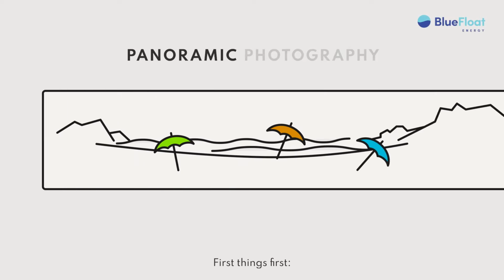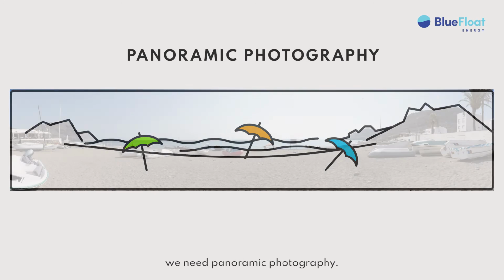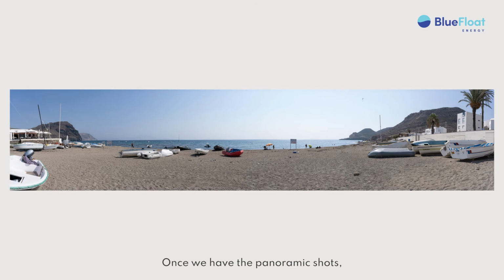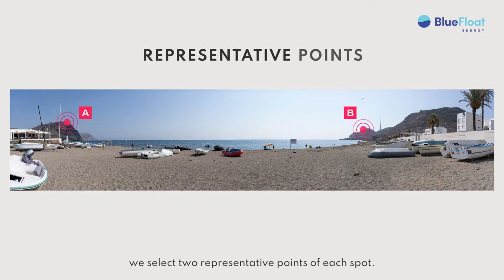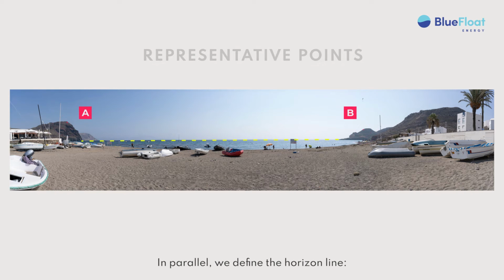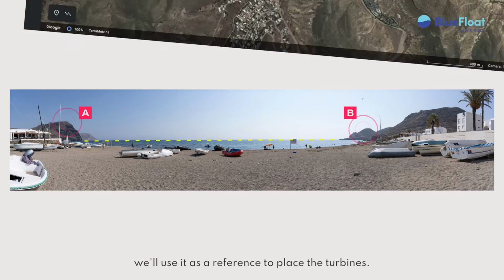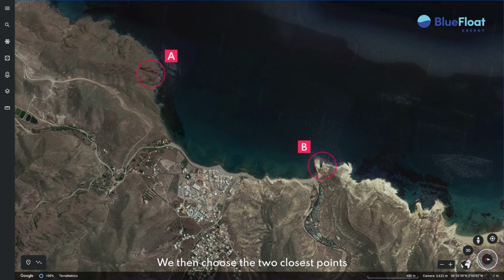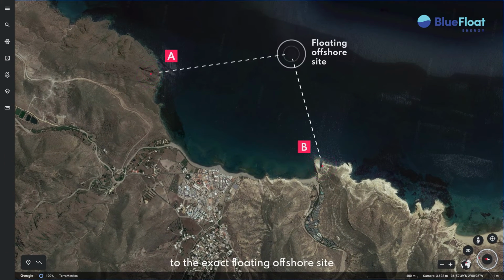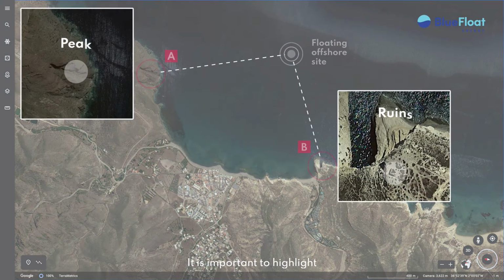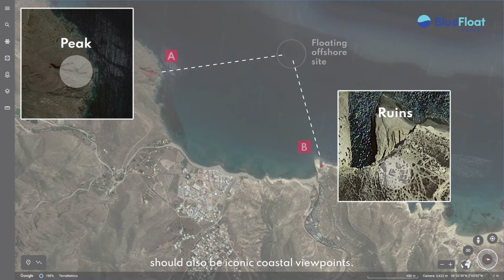First things first, we need panoramic photography. Once we have the panoramic shots, we select 2 representative points of each spot. In parallel, we define the horizon line. We'll use it as a reference to place the turbines. We then choose the 2 closest points to the exact floating offshore site to minimize precision errors. It is important to highlight that these 2 points should also be iconic coastal viewpoints.